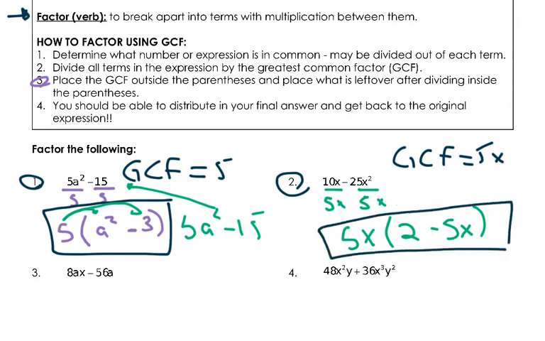And again, if I were to check it, 5x times 2 would give me 10x. 5x times negative 5x will give me negative 25x squared, which is exactly what we originally had.